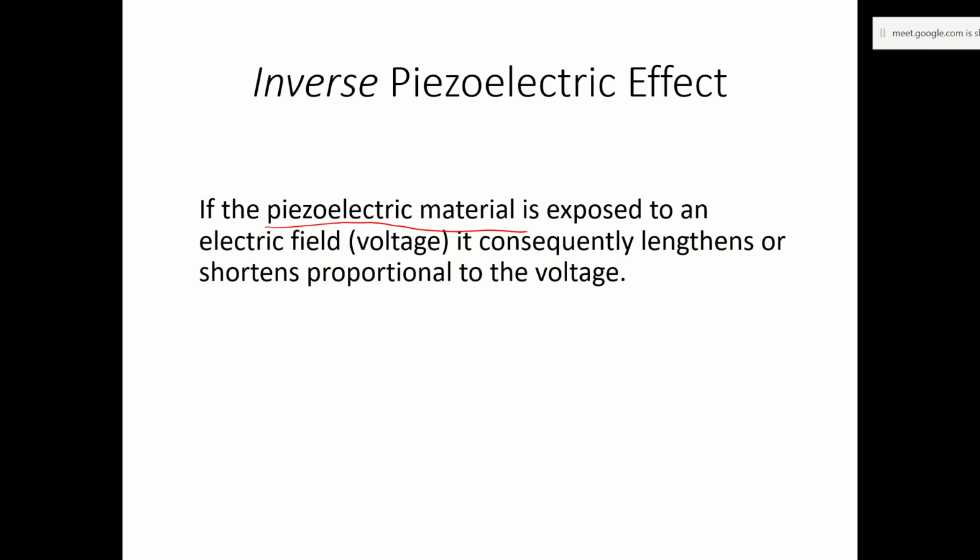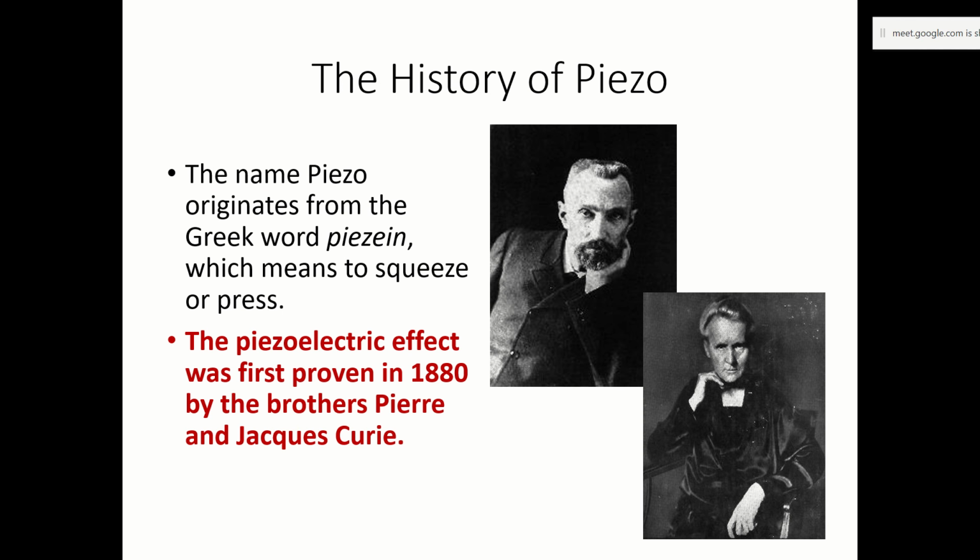So piezoelectric material shows shortening or lengthening. The inverse piezoelectric effect is when you subject it to an applied electric field, it will show a twisting motion, like shortening and compression and elongation. This word piezo has originated from the Greek piesin, which means to squeeze or press.